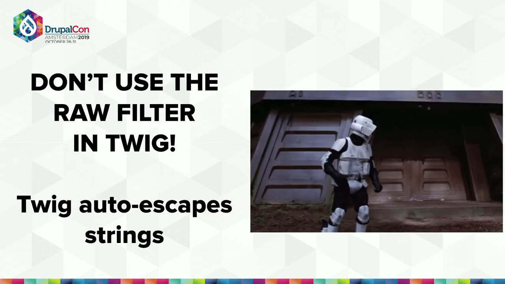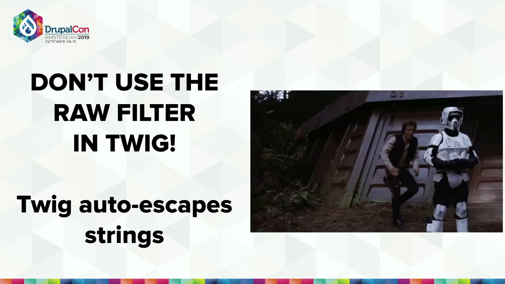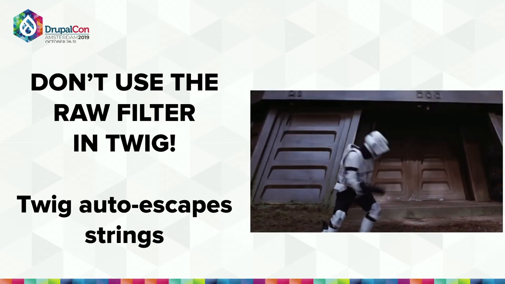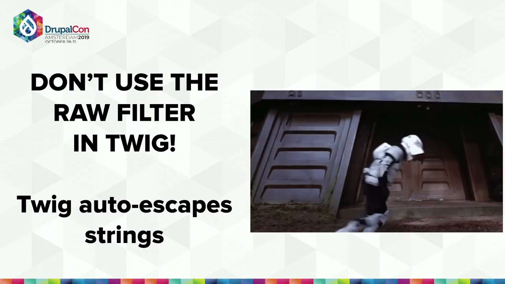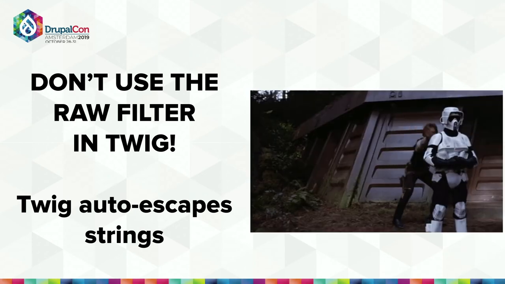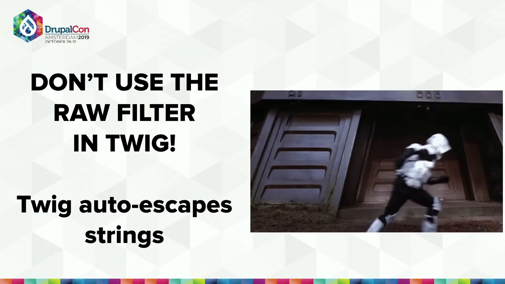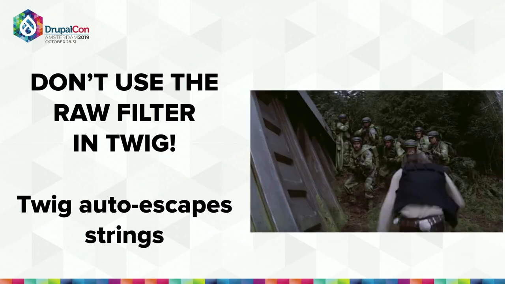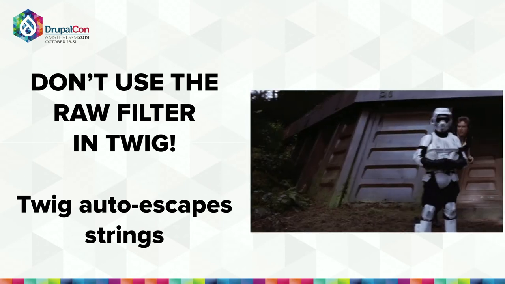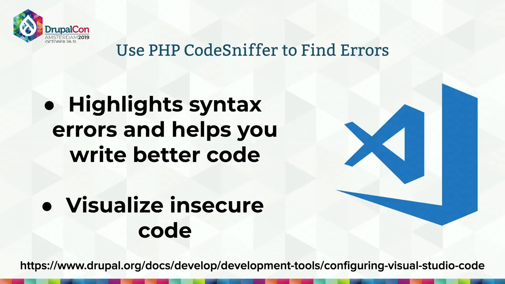In Twig, don't use the raw filter. Period. Full stop. Just don't use it. Because in Twig, if all you do is put the double brackets and a value in there, it will auto-escape every string that comes through it. So that was one of the nice things of moving from Drupal 7 to Drupal 8, is you had a lot more inherent security in the theming layer itself.